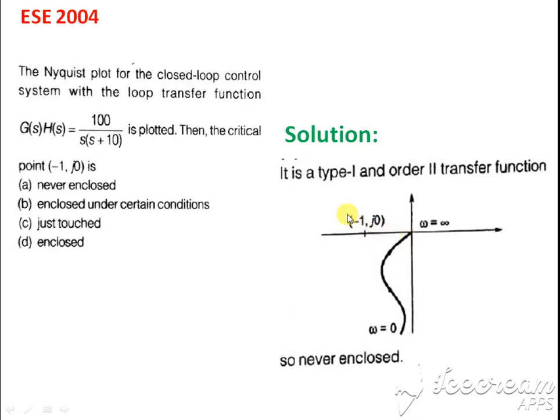So now this minus 1 comma j0 is never enclosed. There is no contact between these two. So the answer is never enclosed. Option A is the correct answer.